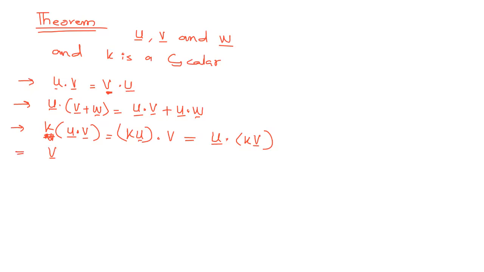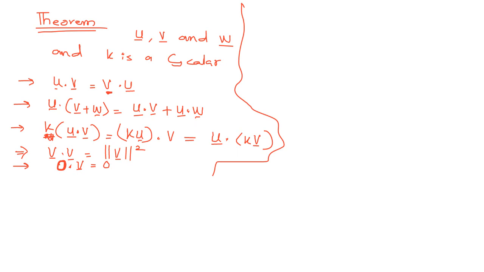And if you have two same vectors, their dot product is equal to the magnitude of v, whole squared. And the fifth one is that if you multiply the zero vector with any vector, that will give you zero. So these are the definitions which we use.